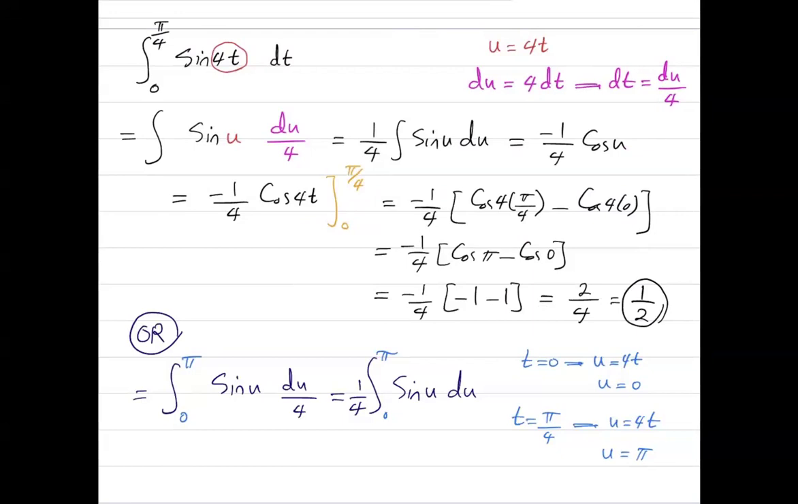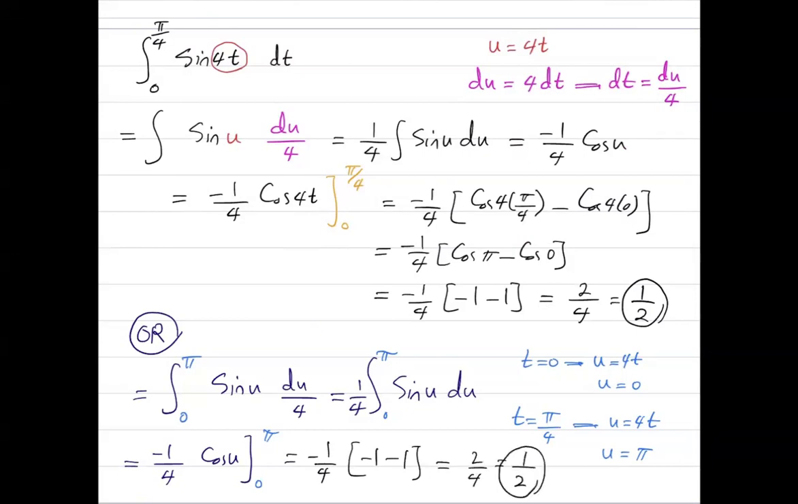So this integral can be written as 1/4, and the integral of sine of u is negative cosine u, and the lower bound is 0 and the upper bound is pi. So what do we see? We have -1/4 times cosine of pi, which is -1, minus cosine of 0, which is 1. So you get 2/4 or a half back. The final answers are the same. But some people prefer to write this in t, some others prefer to convert everything into u, and the boundaries must be changed as well.